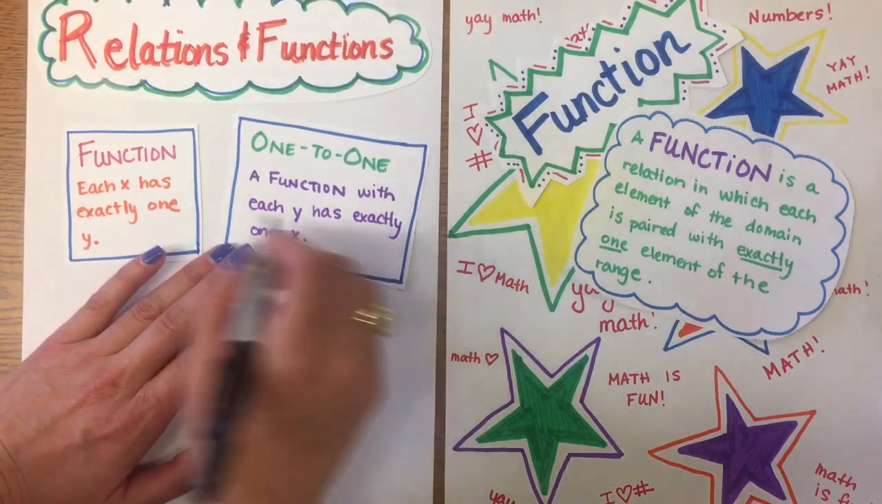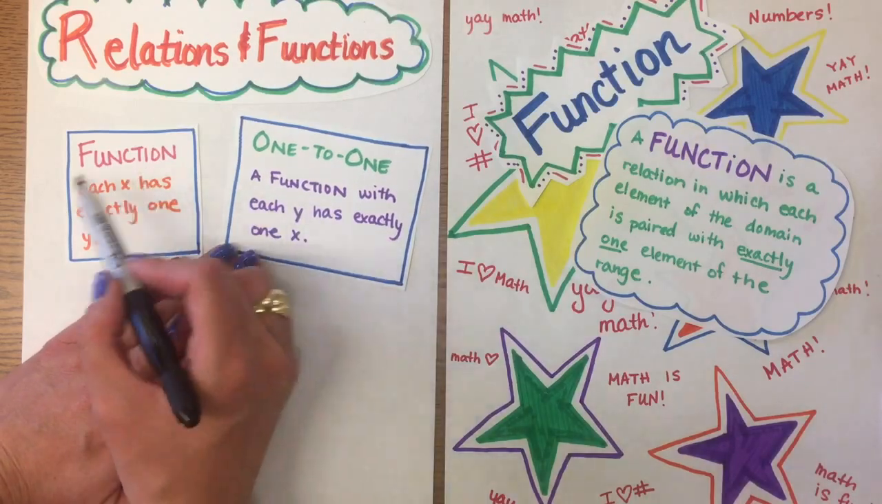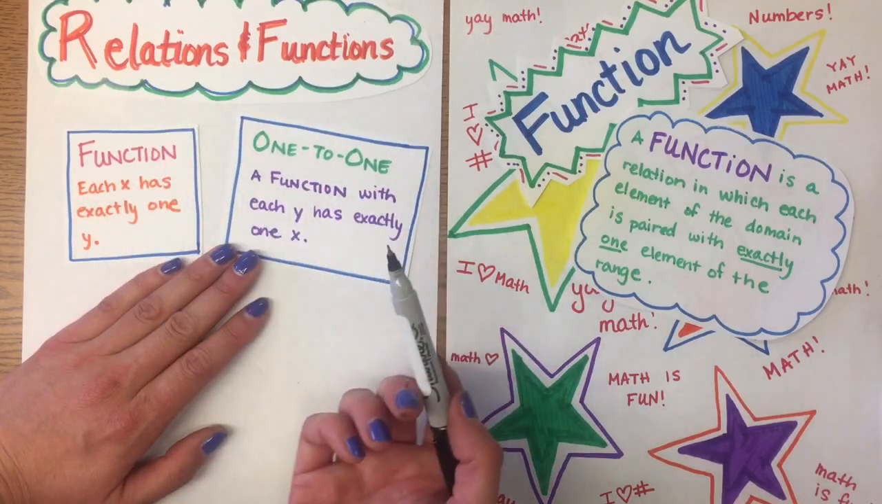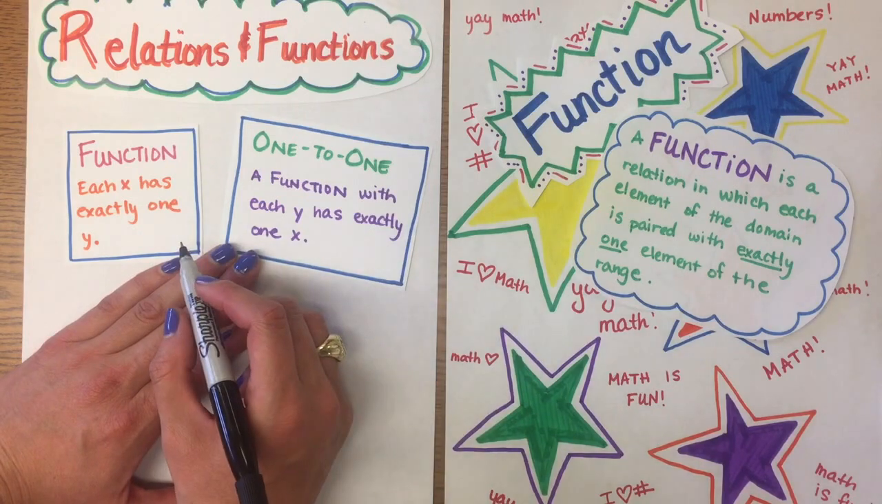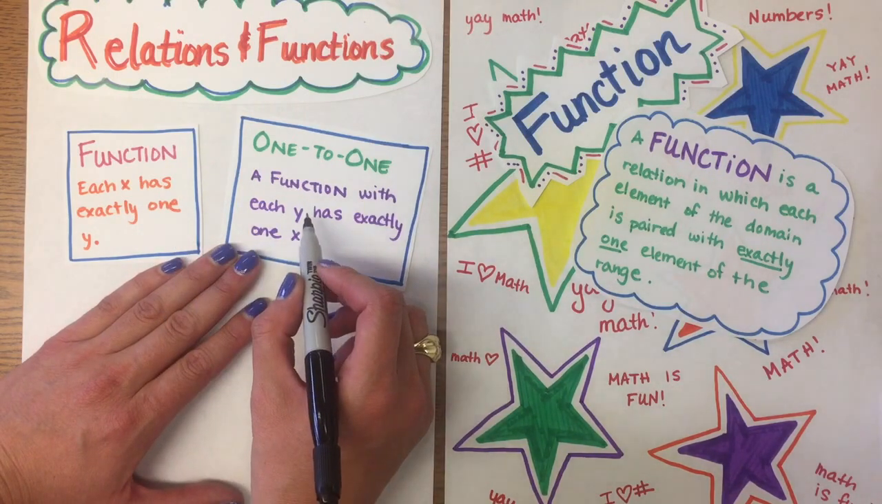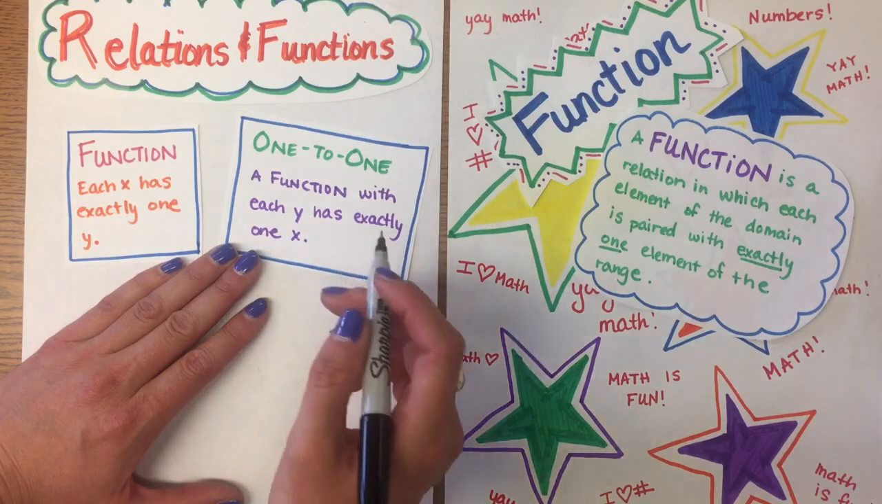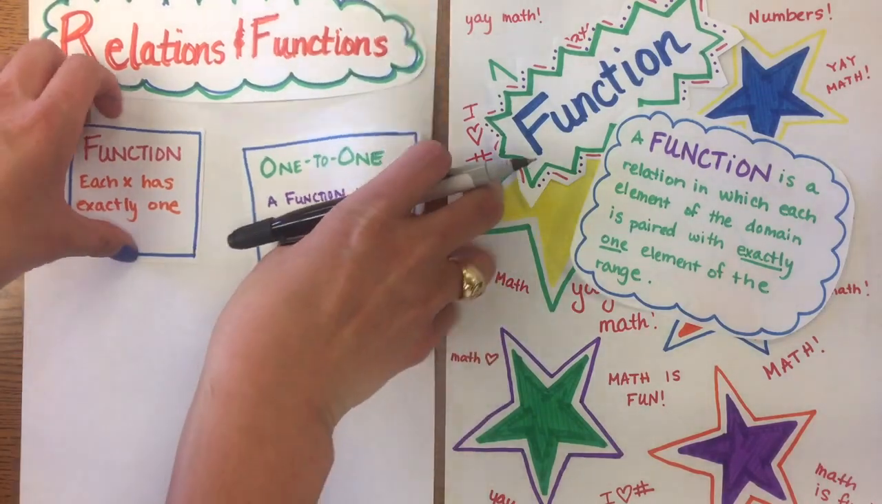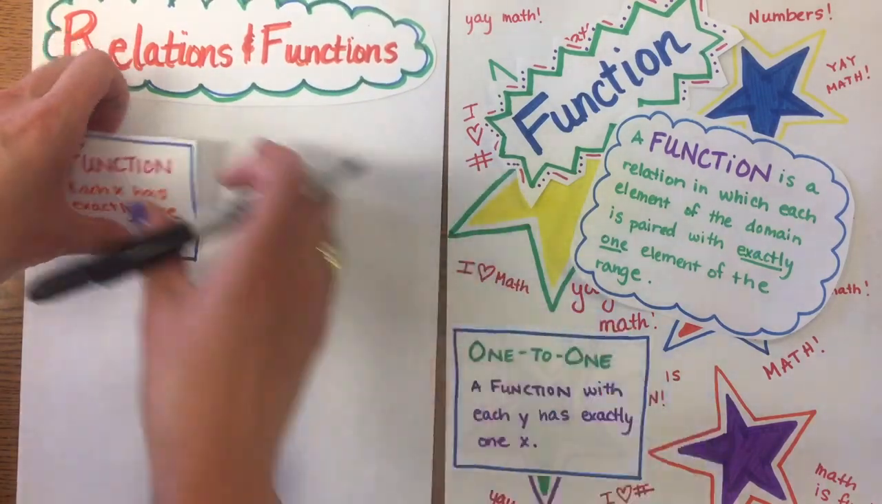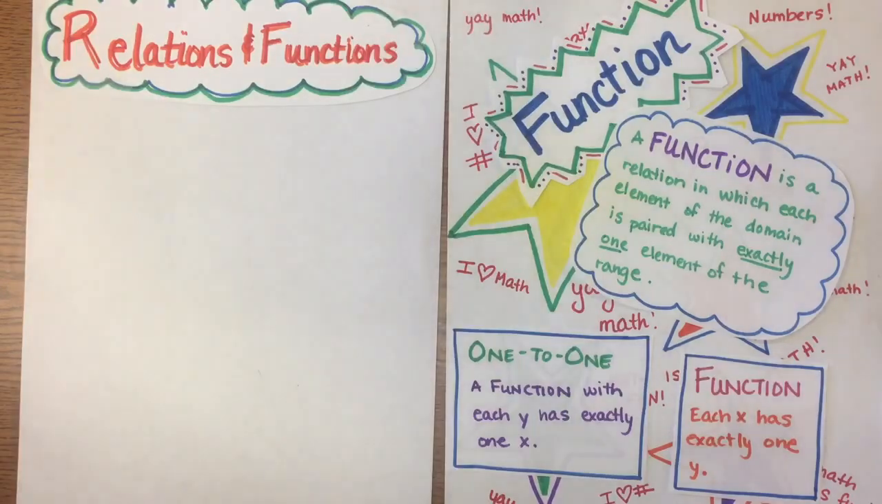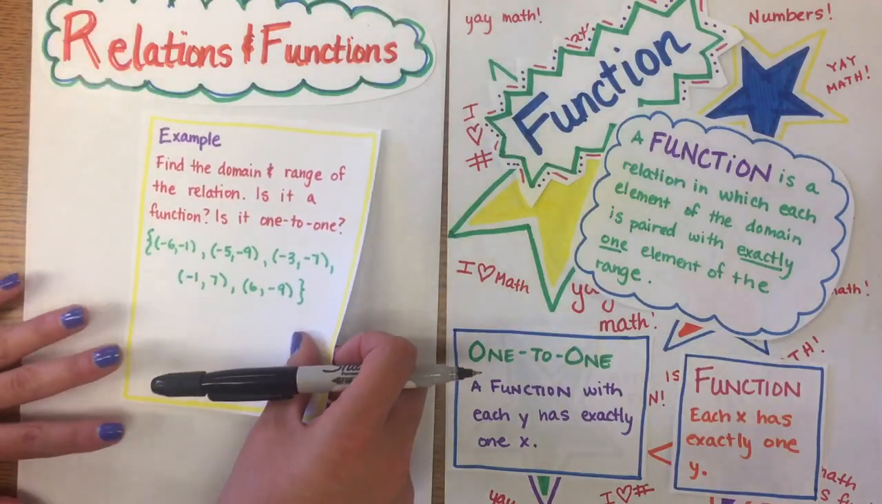So this means that we're basically doing the same thing that we did. We have to find out if each x has a unique y, so no x can be repeated. For one-to-one, each y has exactly one x, so no y can be repeated. Each y value has its own x value. So let's look at some examples of this.